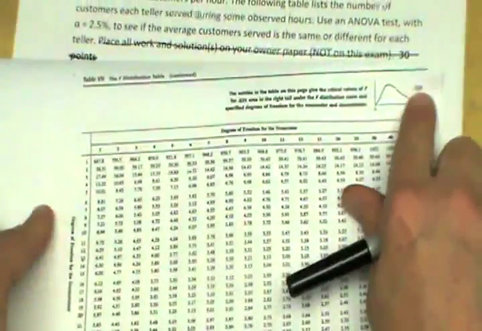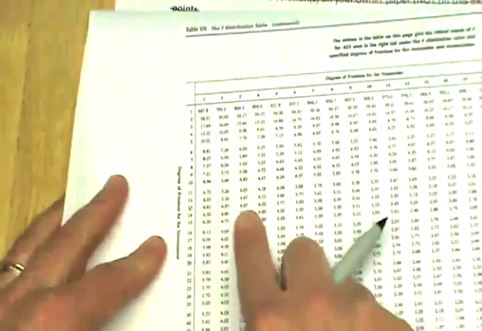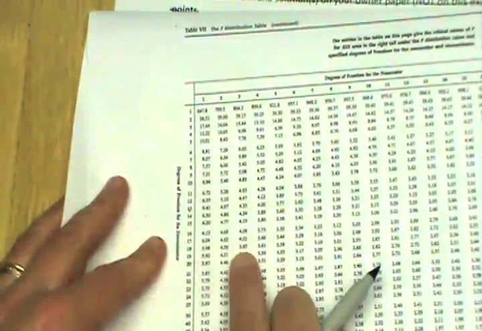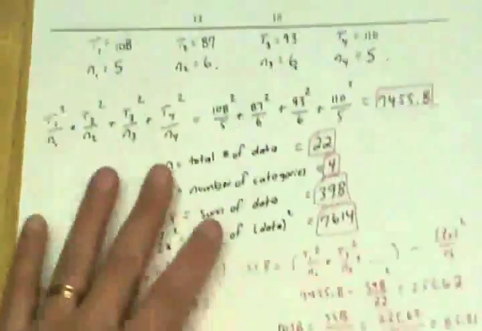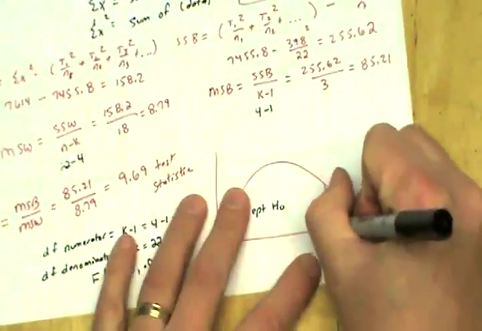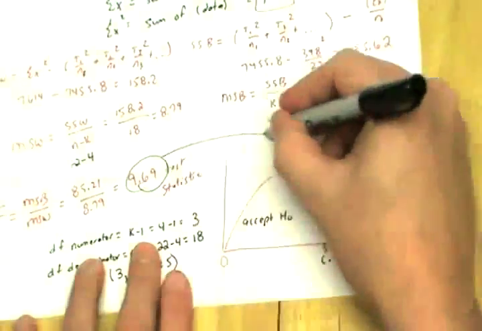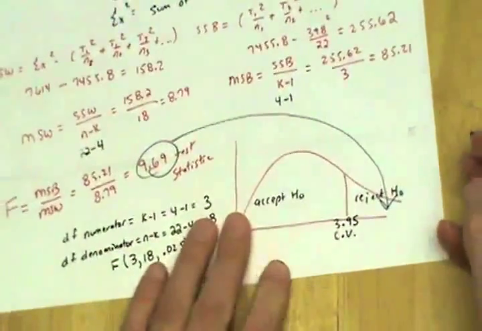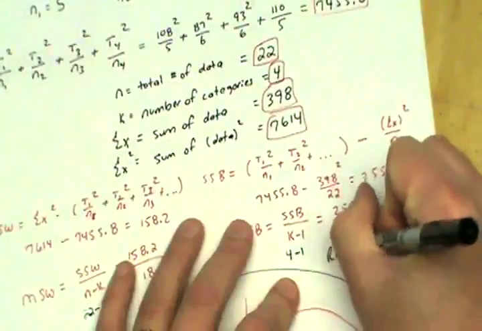Okay, so degree of freedom of the numerator we found to be 3, so we're going to go to column 3. This is, again, the 0.025 significance level table. 3 for the numerator, and we're going to go down where it says 18 for the denominator, and you'll notice that that is a 3.95, and that's going to go in our critical value. We have a test statistic of 9.69, and that is going to lie to the right of 3.95, which is in the tail. So we are going to conclude we reject H0.